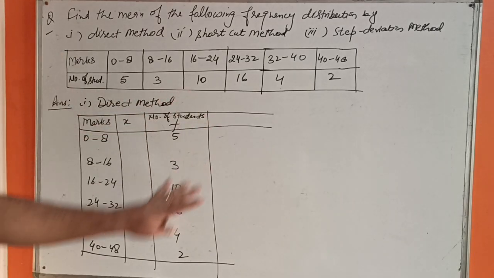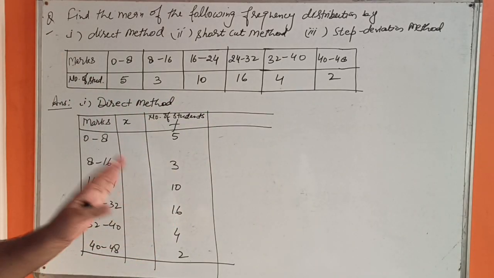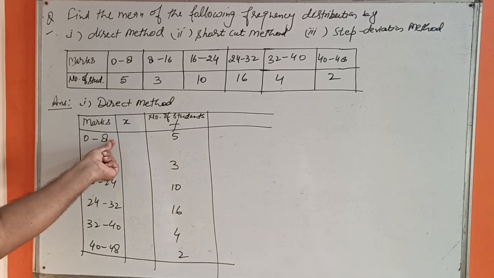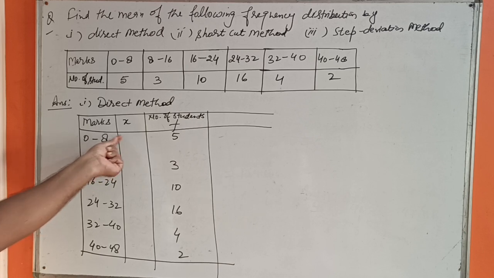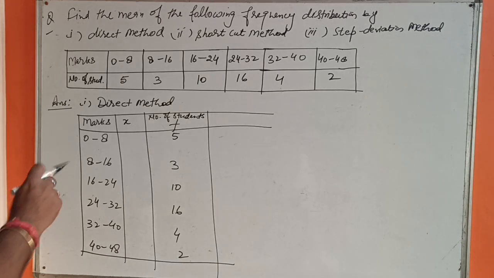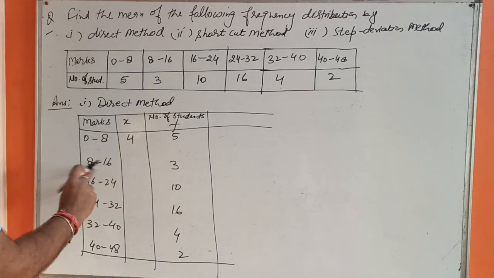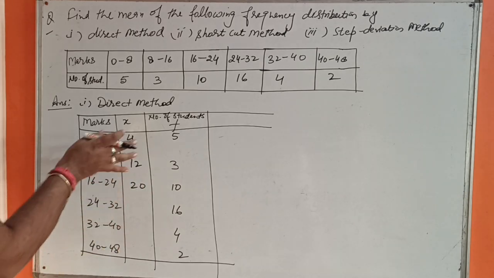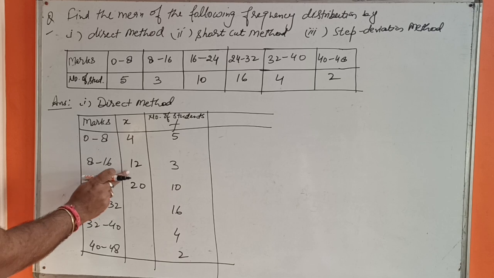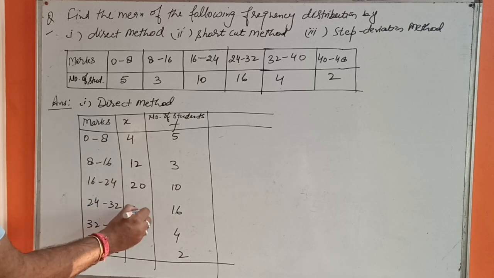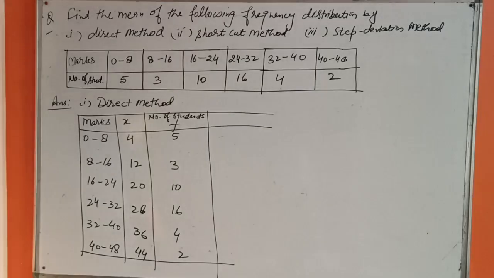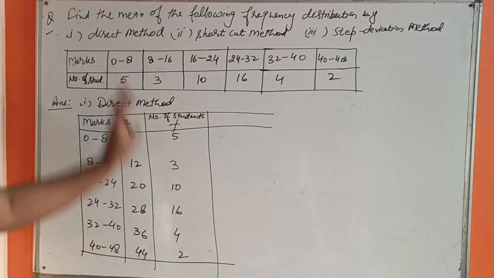In the direct method, we have to find the x by adding the lower limit and upper limit and dividing by 2. So the average of the lower limit and upper limit is the value of x. So 0 plus 8 divided by 2 is 4, 8 plus 16 divided by 2 is 12, 16 and 24 gives 20. Now you can see the symmetry: 4 and 8 is 12, 12 and 8 is 20. So next will be 28, next 36 and next will be 44. So this is the data, x is given, f is given.